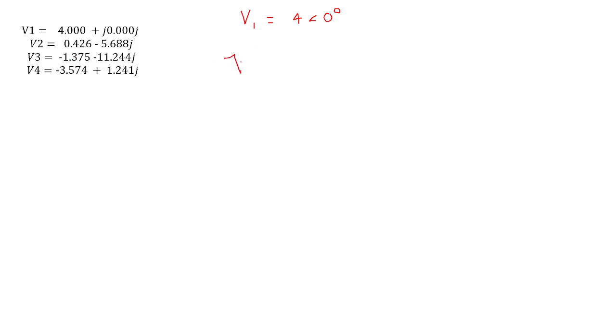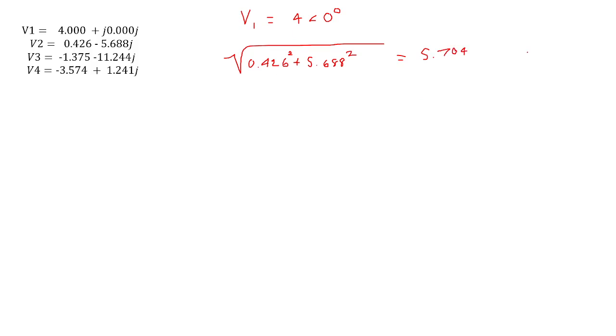So for V2, we're going to calculate the square root of 0.426 squared, plus the square of the imaginary part. So that's 5.688 squared. Okay. And so then for that calculation, I'm getting, okay, so that appears to be 5.704.